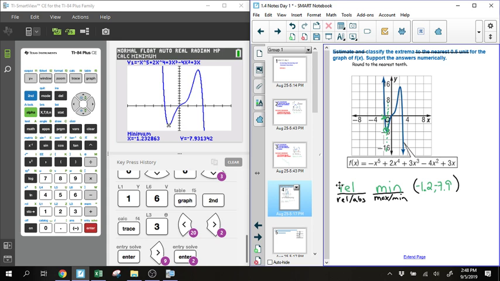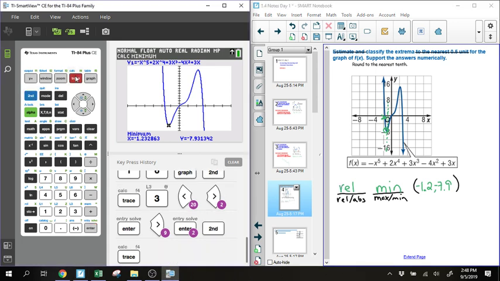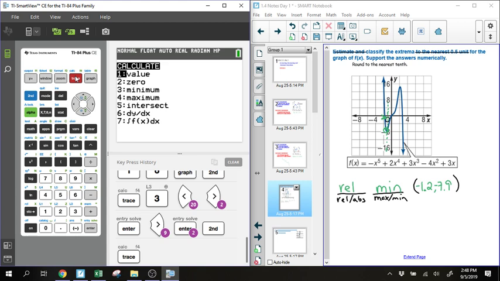Okay. And then we repeat the process for any other valleys or hills that we see. Well, I see another hill. I see a hill in our picture, right? And a hill is going to be a maximum. So I go back to that same menu, second calc, pick option 4 for maximum.